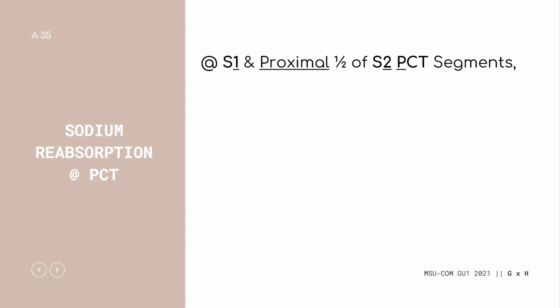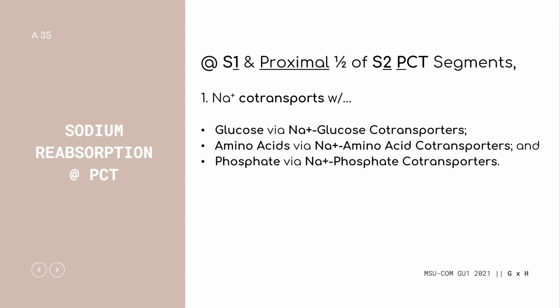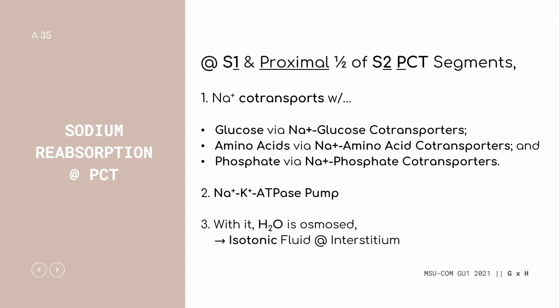In the S1 and the proximal half of S2 segments of the PCT, sodium is reabsorbed into the cell by co-transport along with the most essential molecules needed to be reabsorbed. That includes glucose via sodium-glucose co-transporters, amino acids via sodium amino acid co-transporters, and phosphate via sodium phosphate co-transporters. After sodium is reabsorbed inside the cell to be transported towards the interstitium, it goes through the sodium-potassium ATPase pump. After that, subsequently, H2O is osmosed. Therefore, isotonic fluid is what is generated at the interstitium.